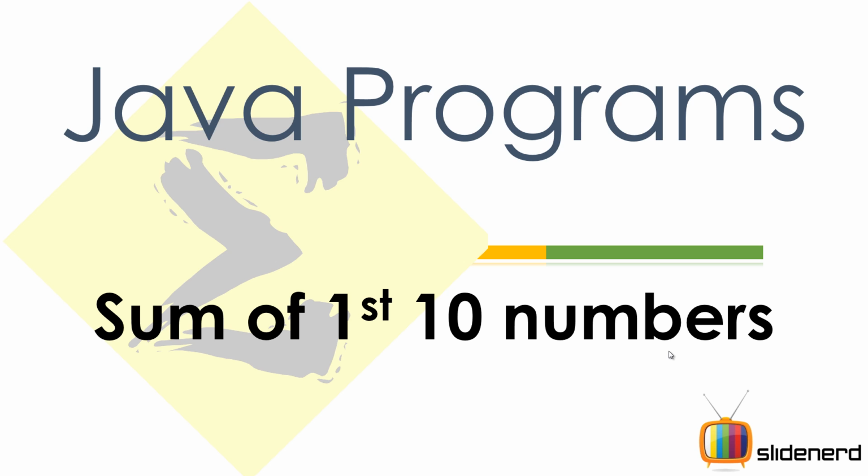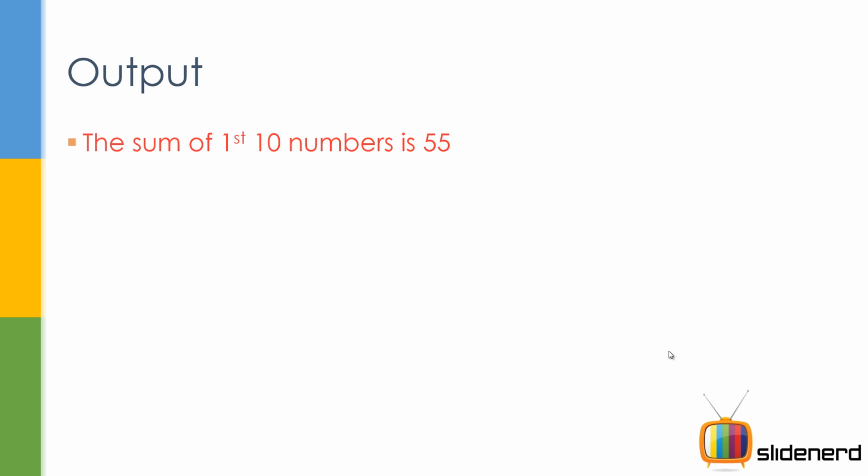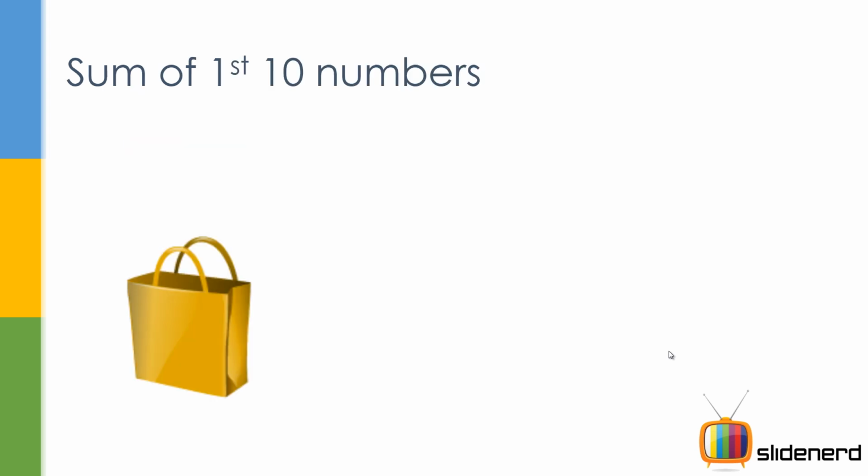So I'm gonna teach you a trick. It's gonna be about loops. So you say something like this, the output is just this, there is no input in this, good, we don't need a buffered reader and all that blah blah stuff. So, sum of the first 10 numbers.